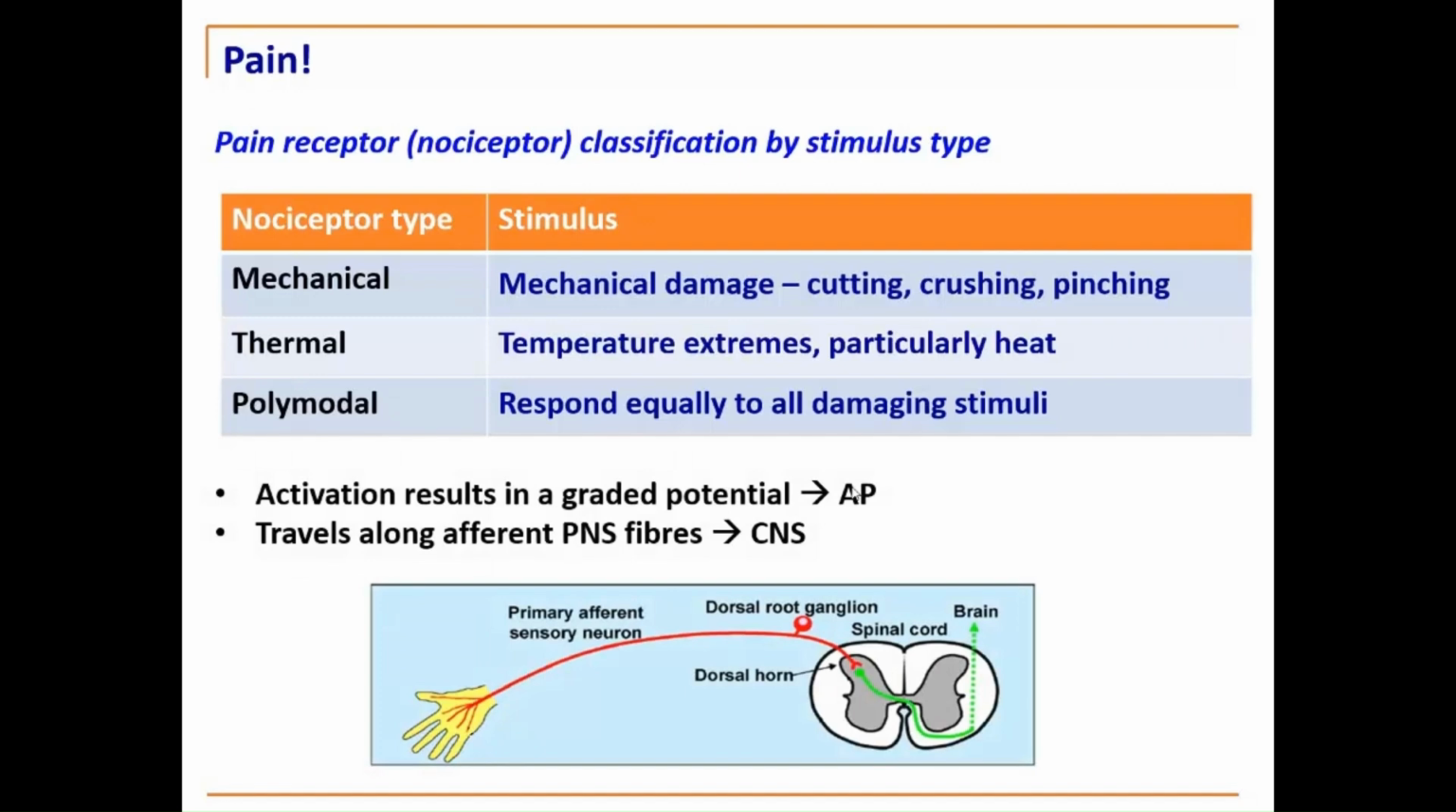And so when you get stimulation of the pain receptor, the nociceptor, the activation results in a graded potential. If the stimulus is strong enough, you get action potentials. It travels along the afferent peripheral nervous system fibers. So if it's happening in your hand, it's traveling along these fibers to the central nervous system, where you may get a spinal reflex, for example, to lift your hand away from a hot object, as an example. Or it'll cross over, move up to your brain, where you get the conscious awareness of the pain.